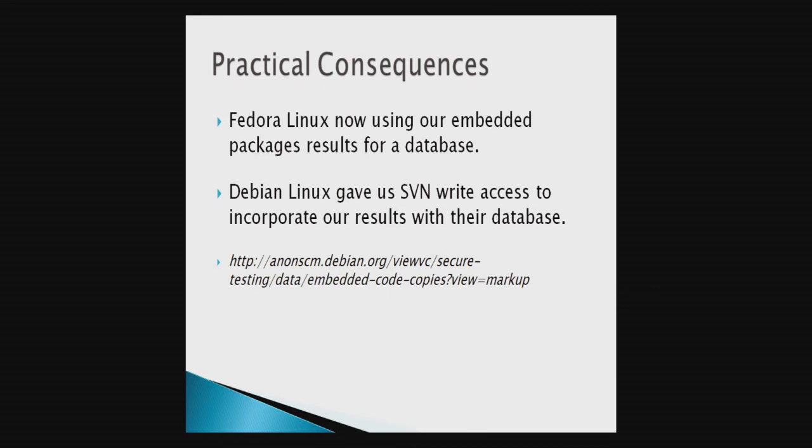There are some practical consequences to the work we did. Fedora Linux are now using our embedded package results for a database stored on a wiki. Debian Linux, once we started reporting these types of bugs and these relationships, they gave us subversion write access to incorporate our results with their own database that they use for tracking. And you can get a copy of those embedded library relationships. Embedded code copies is what Debian calls it.